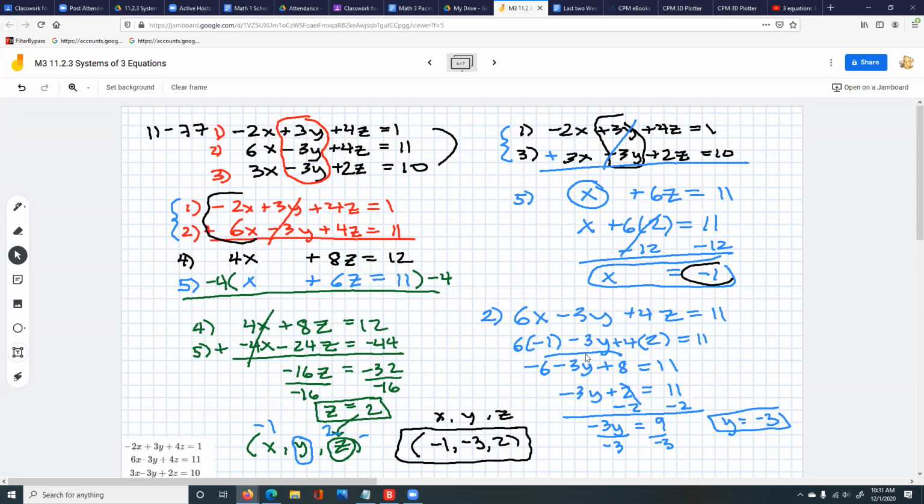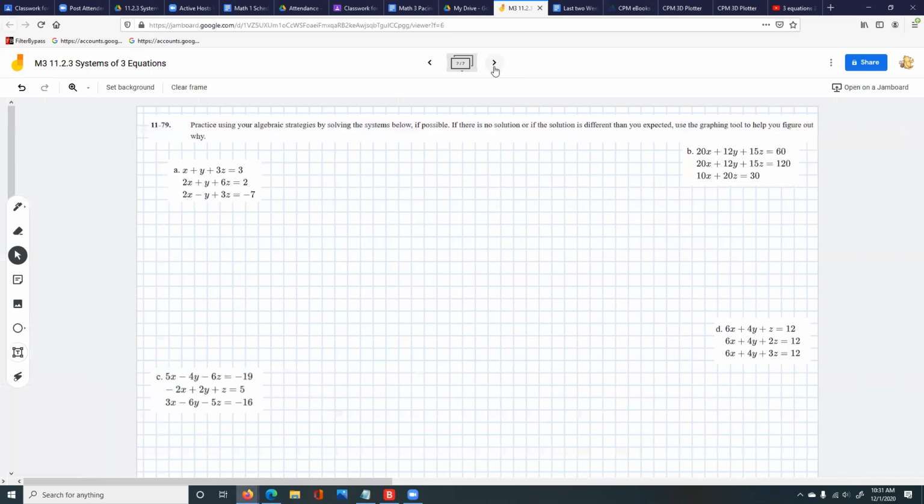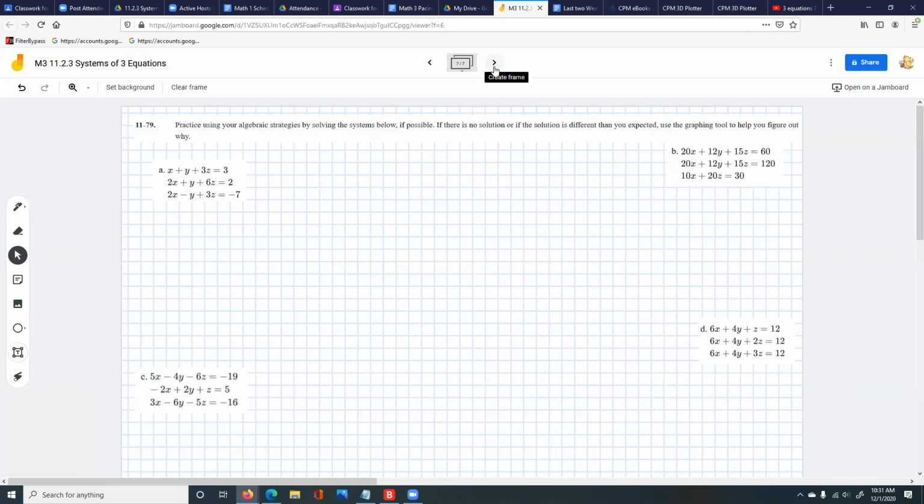Okay, so that is how you do 76, and that was 77 also. So I need to erase this and go on to the next one. Next problem, move this over. Okay, 79 is the next one.